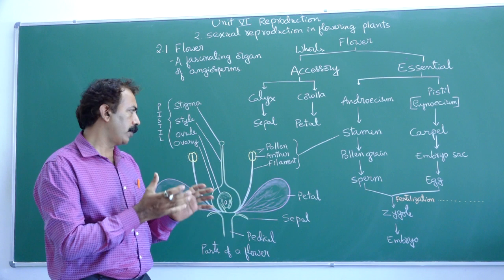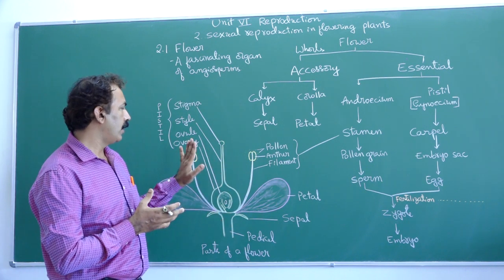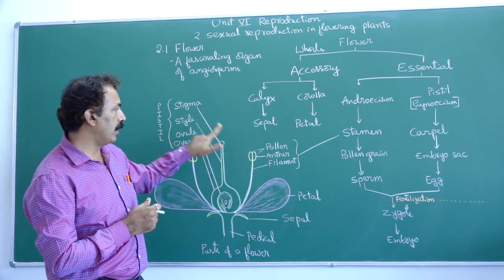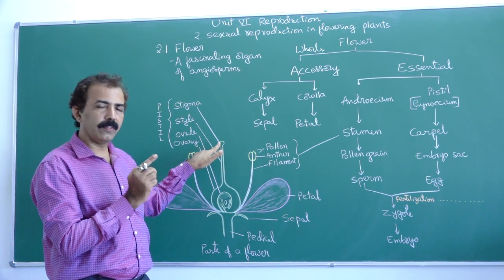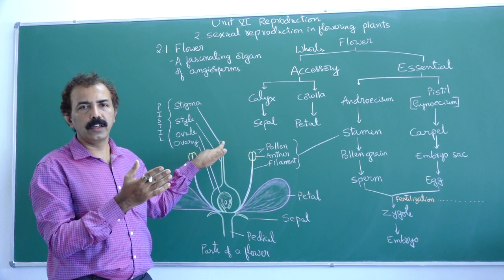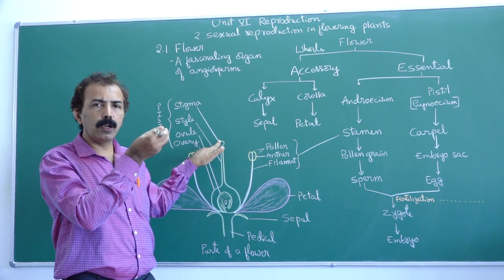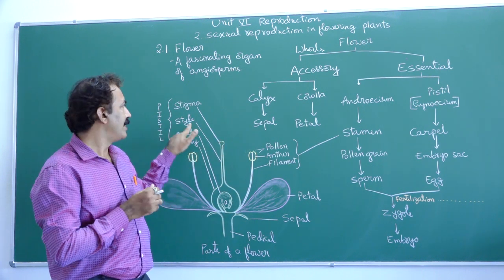To sum up the function of different parts of gynoecium, now we have understood stigma receives pollen grains. It has to check whether it is the right pollen grain or not. If it is the right pollen grain, it is allowed to grow through.